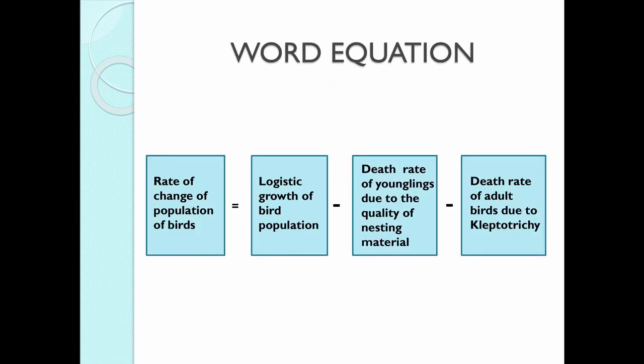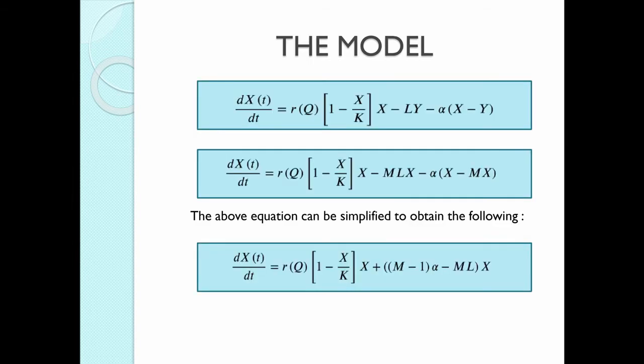Word equation. We formulate the following word equation. Rate of change of population of birds is equal to logistic growth of bird population minus death rate of young birds due to the quality of nesting material minus death rate of adult birds due to kleptotrichia. Using the word equations and keeping in mind the assumptions of our model, we formulate the following differential equation.